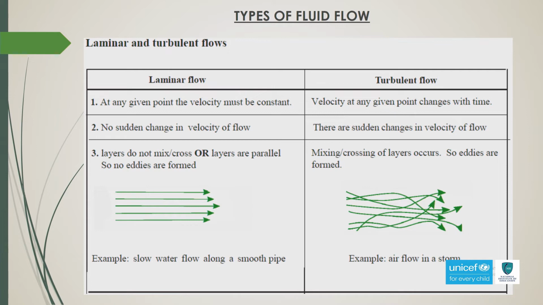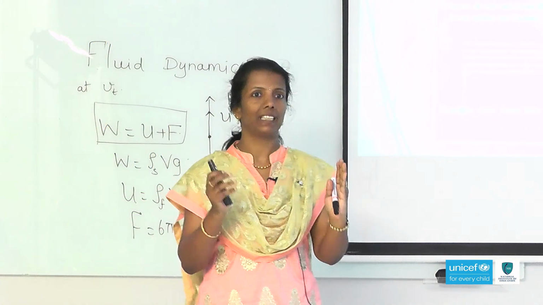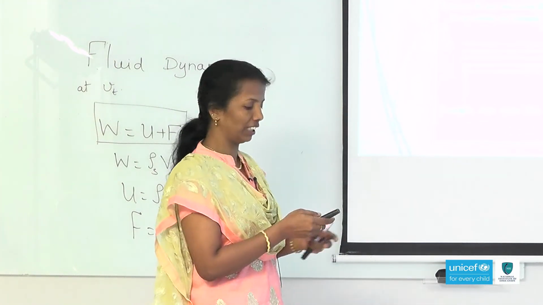So here, since the velocity is constant, the lines of flow do not cross each other. Whereas in the case of turbulent flow, since the velocity is changing, the lines cross and it causes the turbulent effect. The best example for laminar flow, or smooth flow, is a slow water flow along a smooth pipe. But air flow in a storm could be the best example for turbulence. But the body of the aircraft is streamlined in such a way that this turbulent effect is minimized.